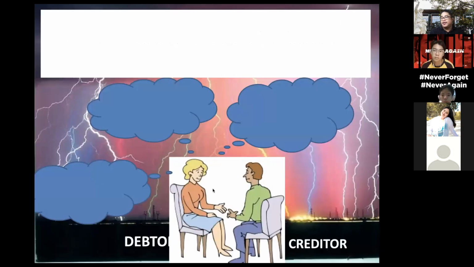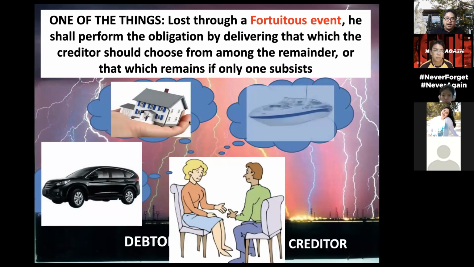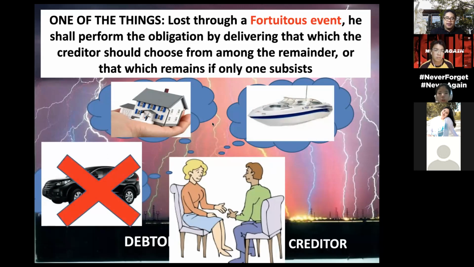So here's a scenario, and it falls like this. One of the things is lost through a fortuitous event, say for instance, hit by lightning. The debtor shall perform the obligation by delivering that which the creditor should choose from among the remainder. The car, the house, the boat. Notice that these items are more of a specific thing. The car got hit. The house got burned because of the lightning also. So the only choice that can remain is the boat.